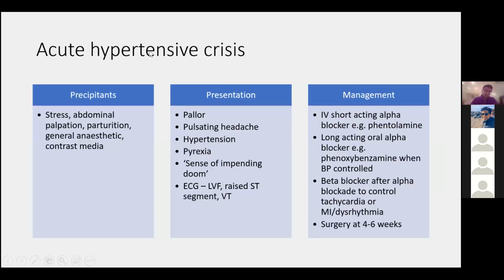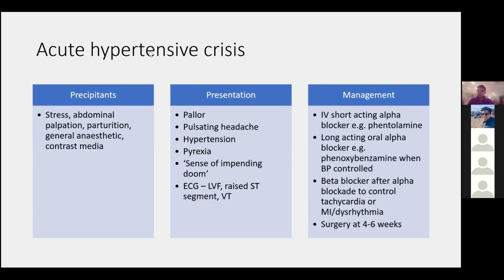So the main issues with pheochromocytomas are acute hypertensive crises. This can happen if you beta block before you alpha block, and can be caused by stress, a woman in labor, giving someone general anesthetic or contrast media, or even doing an abdominal exam and palpating an abdomen. These patients are often very pyrexic, extremely hypertensive, and have a very bad pulsing headache. They're often pale, and they often complain of a sense of impending doom. On the ECG, they may have a degree of ischemic changes as well.